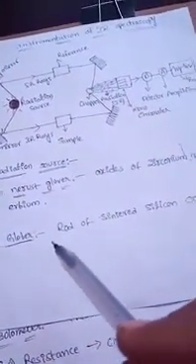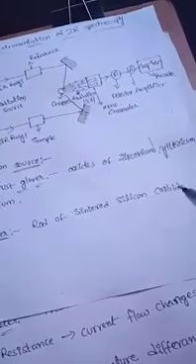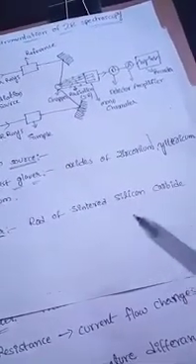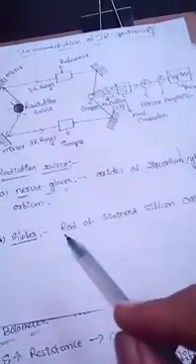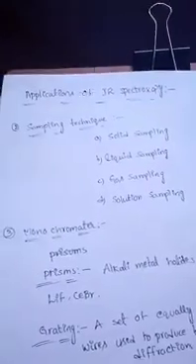The second source is Globar. Globar is nothing but a rod of sintered silicon carbide material, which is a mixed material of silicon and carbon. It's a rod. That is the Globar. These two are the radiation sources used in instrumentation of IR spectroscopy.